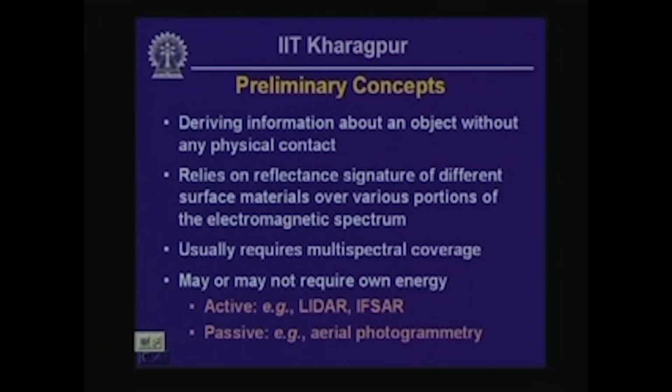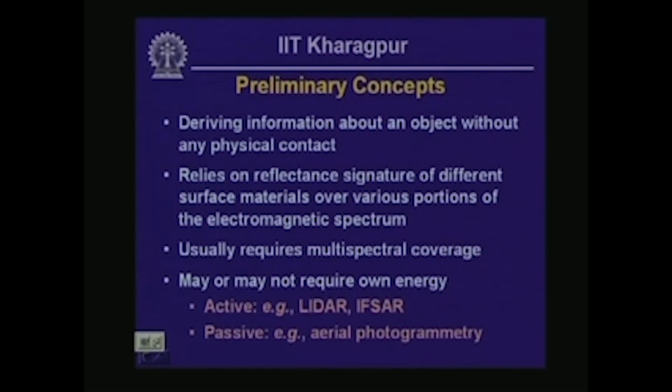For example, if we take a photograph of a particular geologic deposit and derive some of the characteristics of the deposit that are of interest from an engineering standpoint, then that kind of investigation is known as remote sensing. Remote sensing principally relies on the reflectance characteristics of different surface materials over various portions of the electromagnetic spectrum.